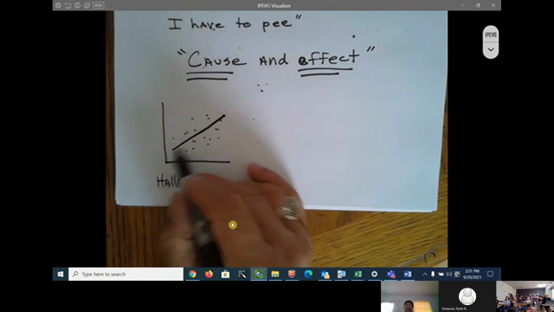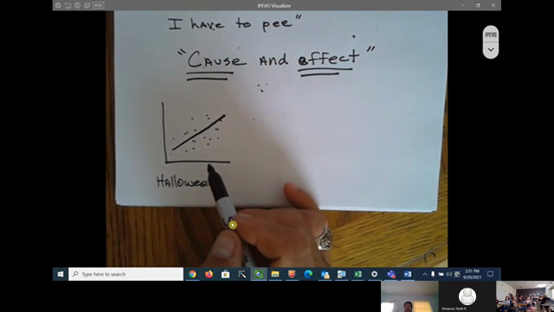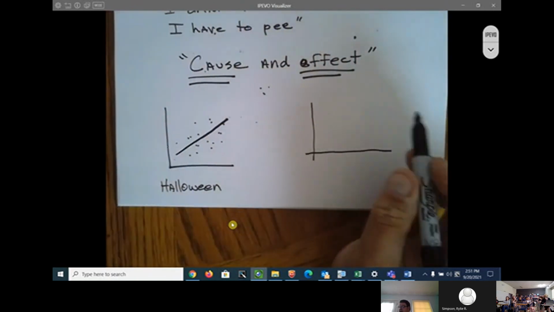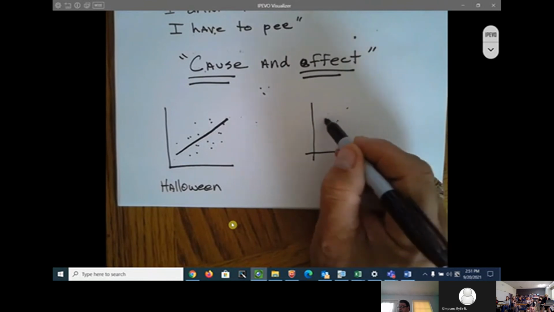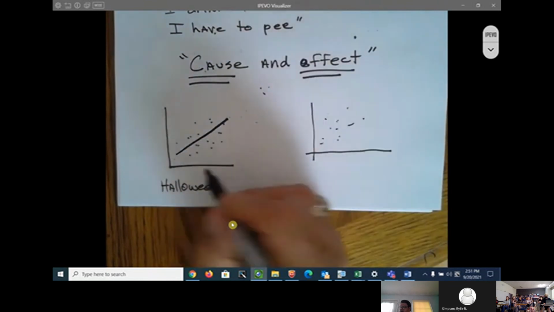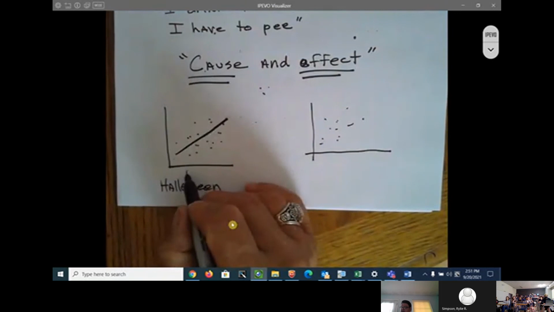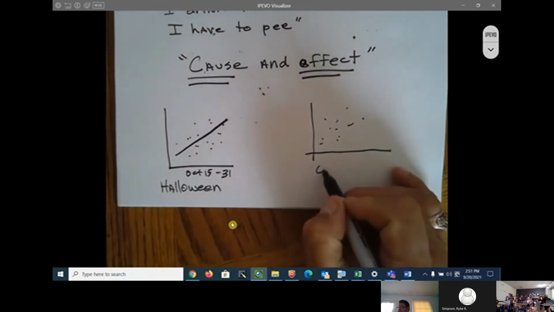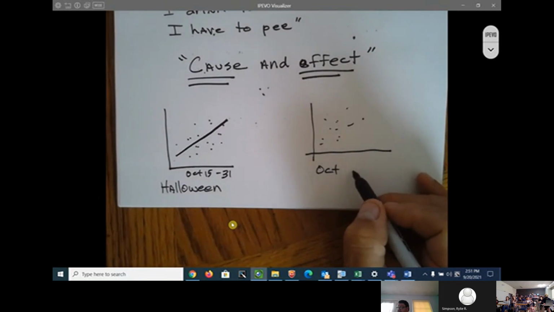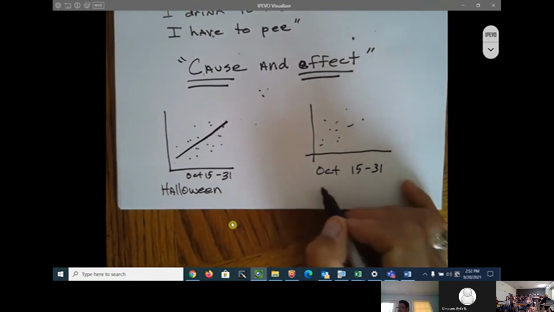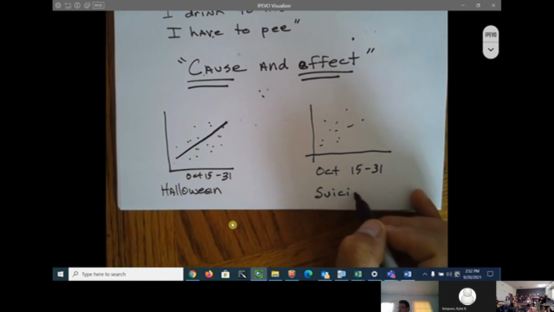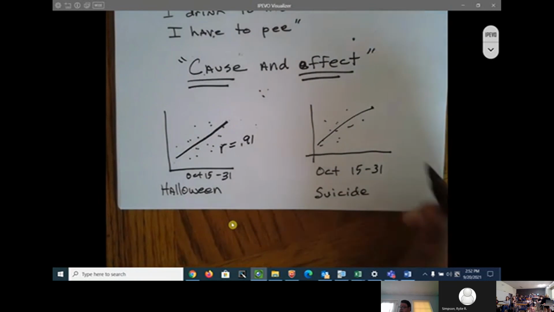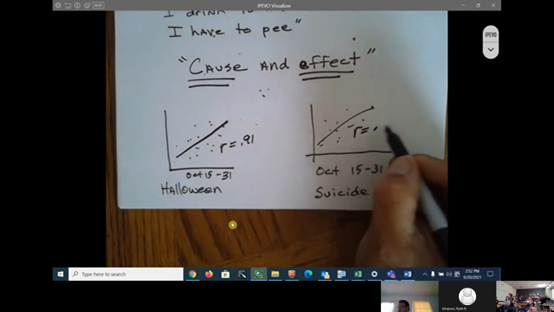All right. And here's the ticket sales for Halloween. And then I go over to the AMED and I ask them how many people committed suicide this week. Let's say this is October 15th through the 31st. And I go over to AMED and I say, October 15 to 30 suicide rates. And it has a correlation. R is equal to 0.91 and R is equal to 0.93.